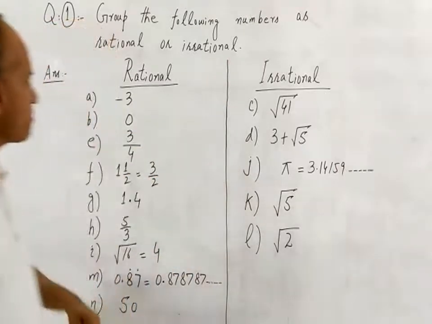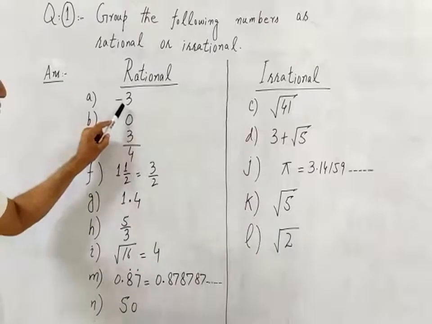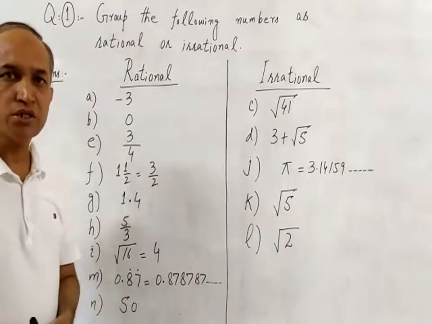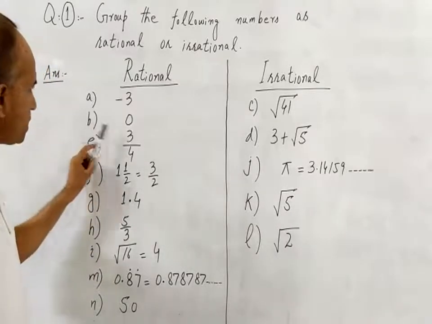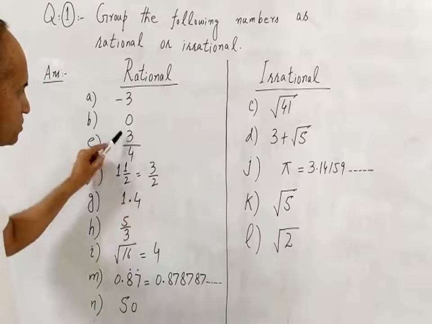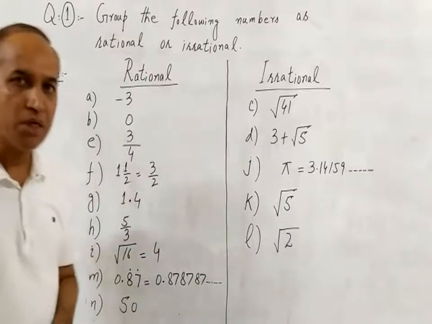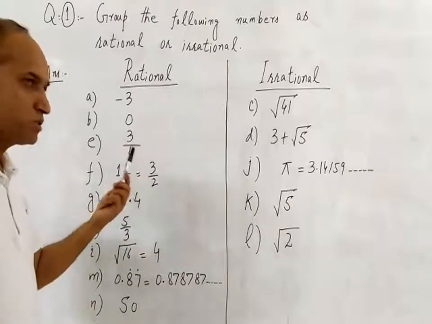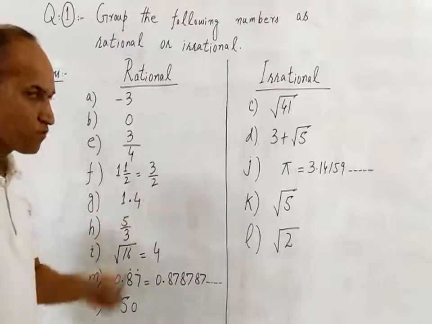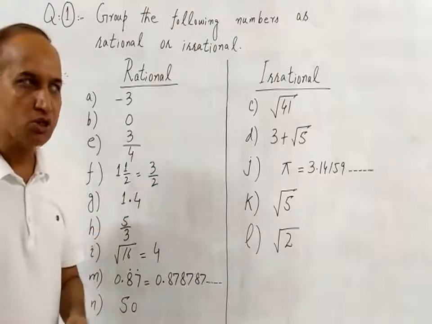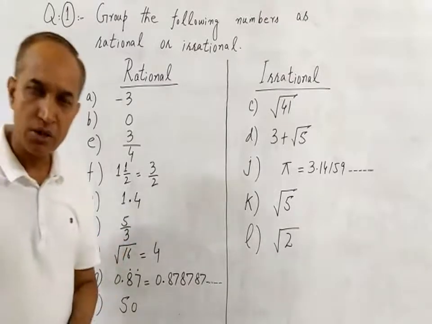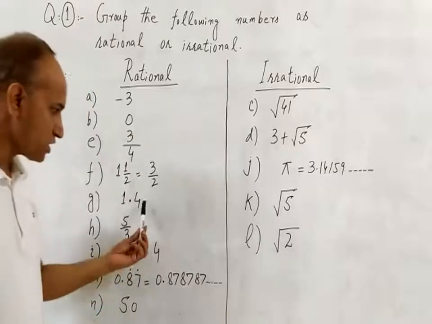So let's see. In part A, we have minus 3, which is an integer, and so integer is a rational number. B, 0, 0 is an integer, so it is a rational number. 3 by 4 is of the form p by q, and it is a rational number. 1.5 means 3 by 2, which is of the form p by q, which is also a rational number. 1.4 is a terminating decimal, so it is rational.